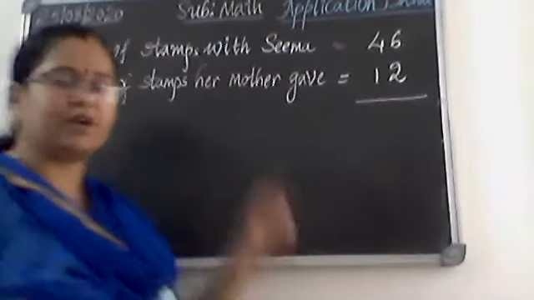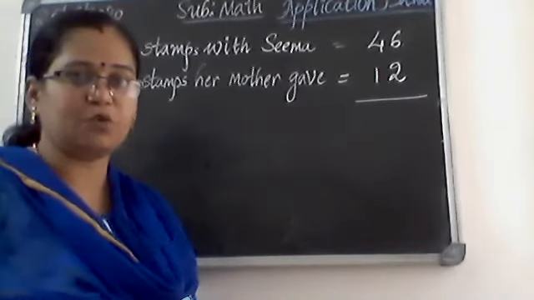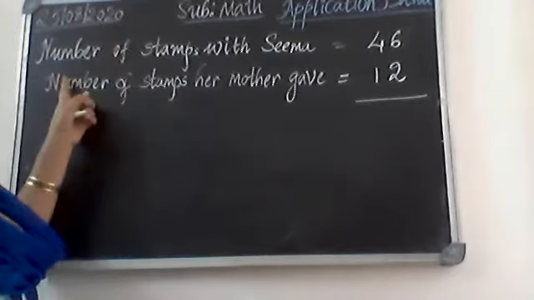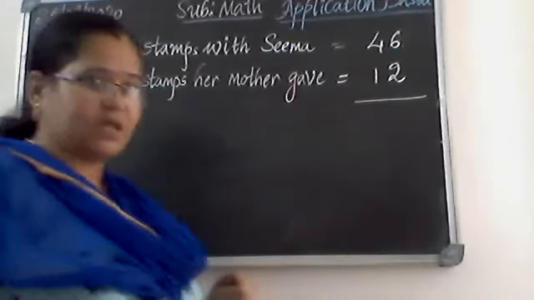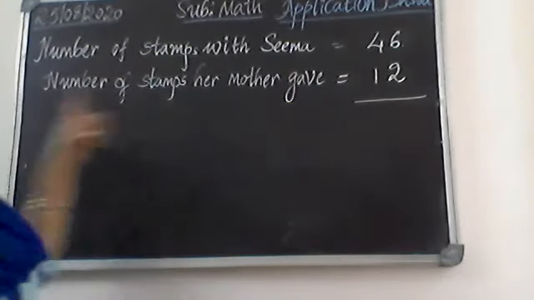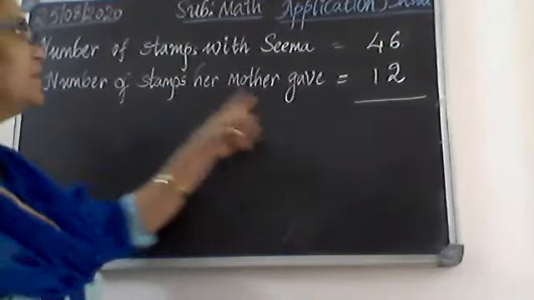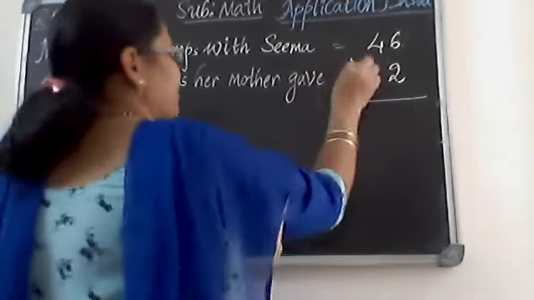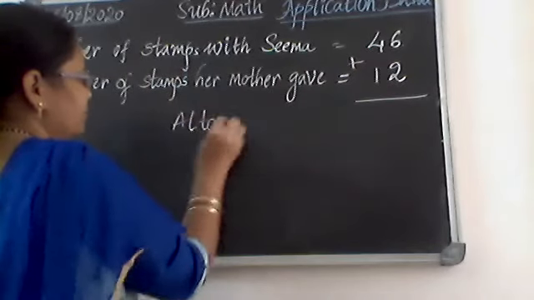Now children, we are doing application based questions of checkup 2.6. Now here is a story of Seema. Number of stamps with Seema. There were 46 stamps and her mother gave her 12 more stamps. So we have written the number of stamps her mother gave her. So altogether how many stamps do we have? Let us find out altogether.